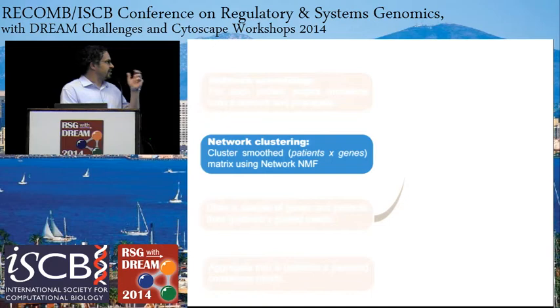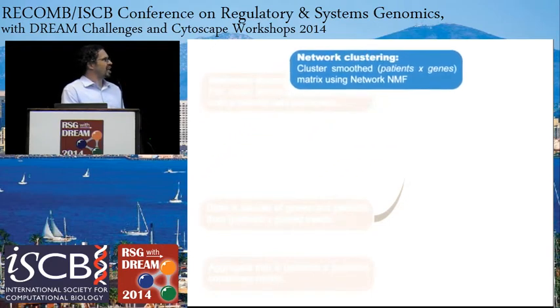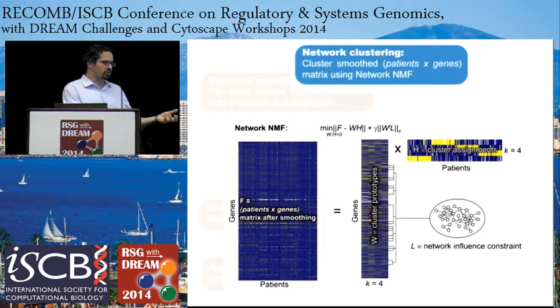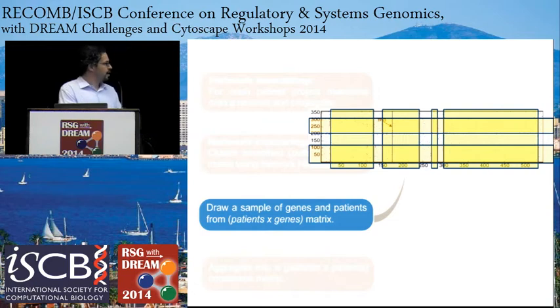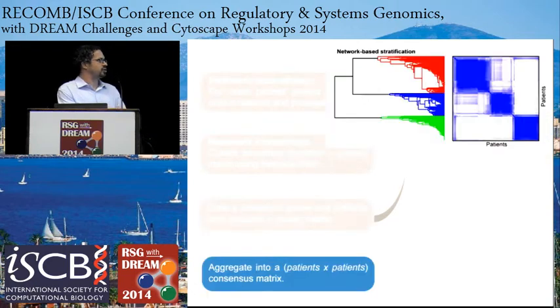And so the next step is we apply network clustering. We take those propagated profiles, and we apply an NMF that we've modified to also include a regularization term for the network. Basically, we repeat this in the context of a consensus clustering algorithm. So finally, we get a patient-by-patient co-occurrence matrix, a co-clustering matrix, that we could report subtypes for.